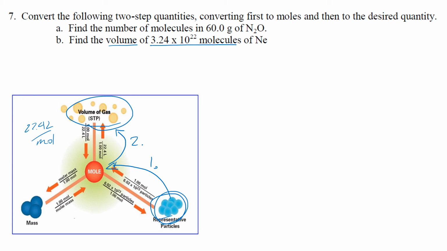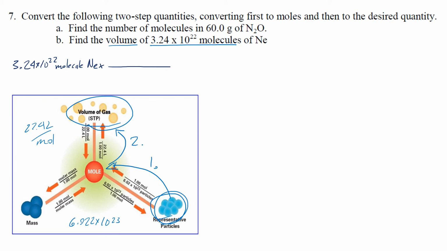and we're going to use Avogadro's number, 6.022 times 10 to the 23rd. These two numbers are independent of the chemical, so we don't need to look anything up in the periodic table this time. Let's get started. We start with our given, 3.24 times 10 to the 22nd molecules of neon gas.